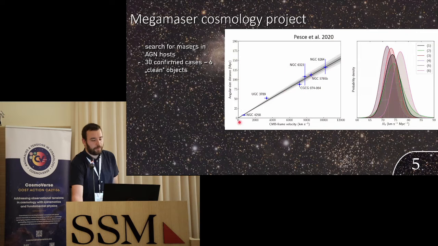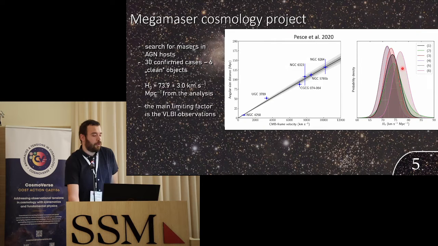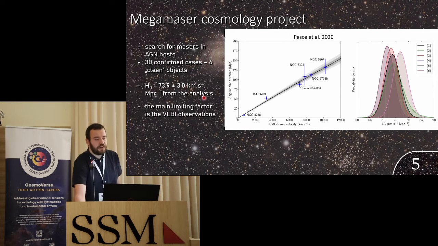Here you can see the Hubble diagram of these masers, and here you can see the individual H-naught posteriors that you can get if you measure the distance to each of these maser hosts. If you combine these together, you get a Hubble constant of about 74 kilometers per second per megaparsec with relatively big error bars, but this is completely independent of the distance ladder, and that is the important bit.